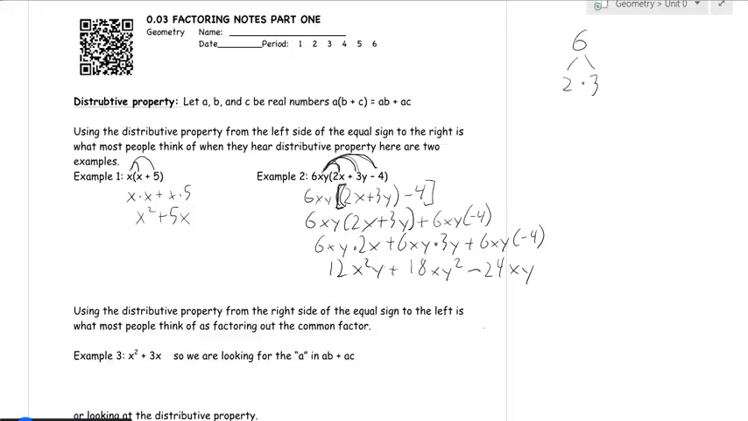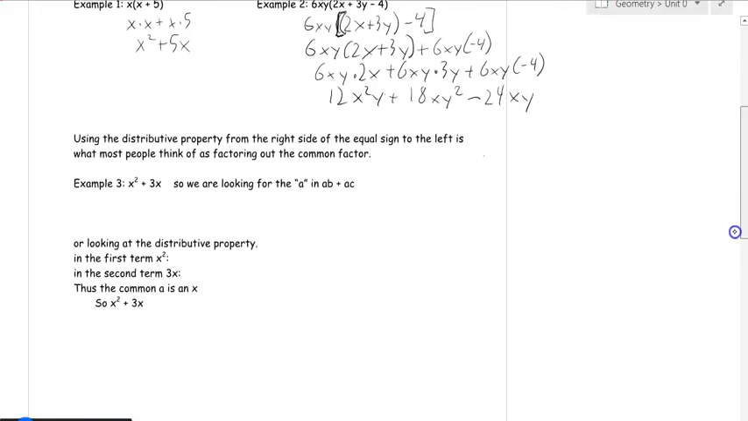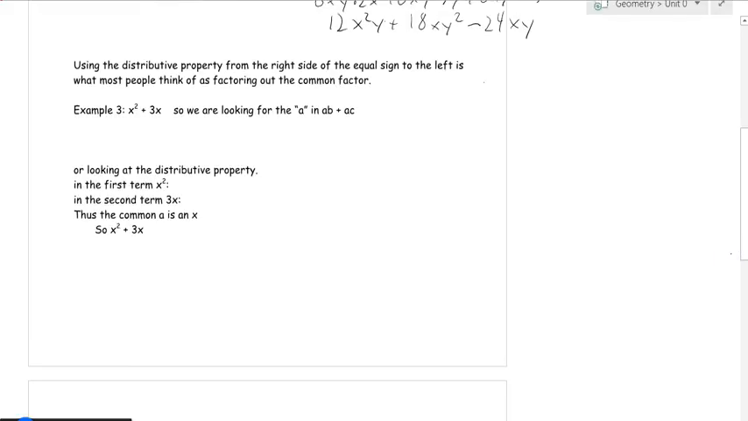But what about when you use it from right to left? So going from this side of the distributive property back to that side of the distributive property. This is what is commonly called factoring out the common factor. So when we look at x squared plus 3x, we want to find the a in that right-hand side, ab plus ac. And so we're thinking of x squared as x times x. And we're thinking of 3x as 3 times x.